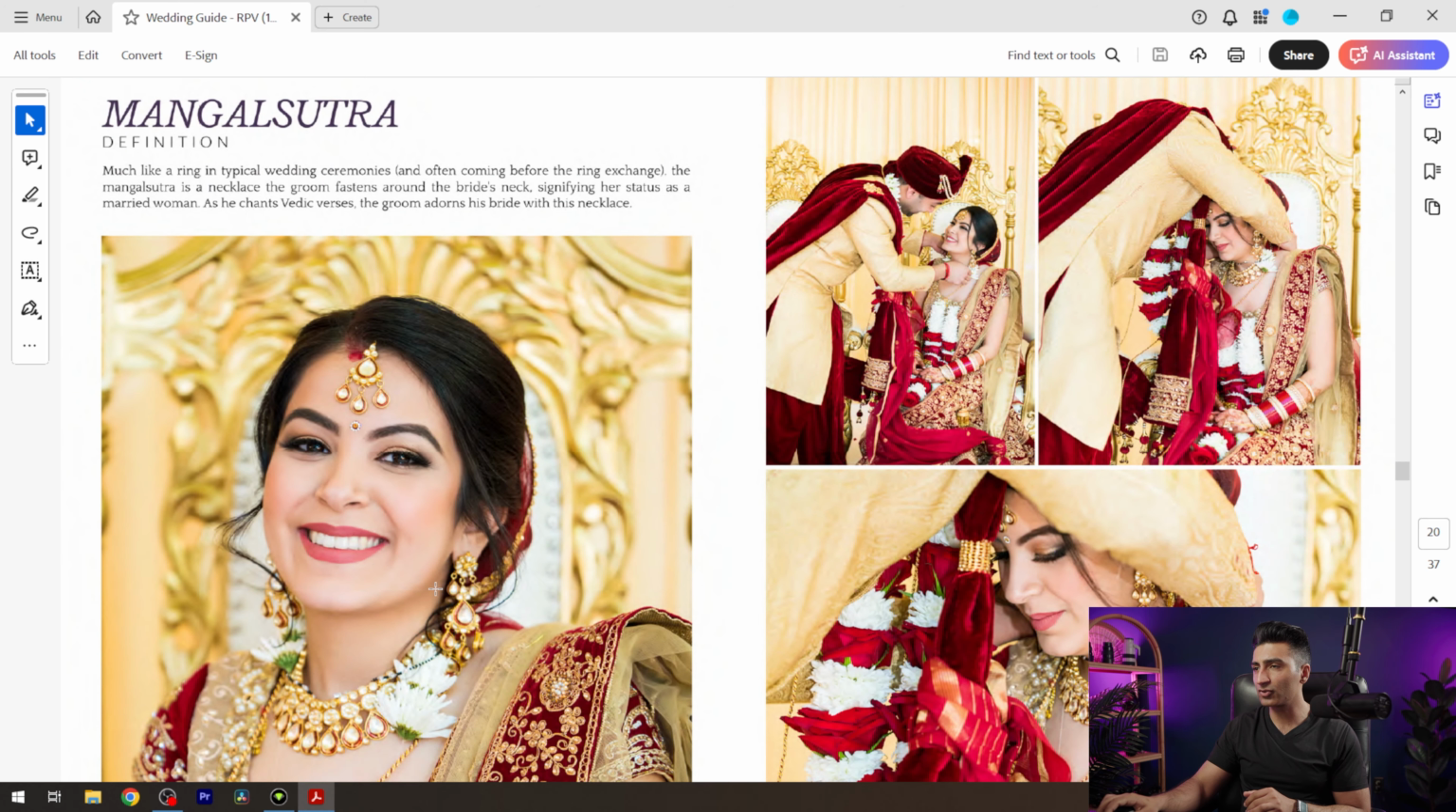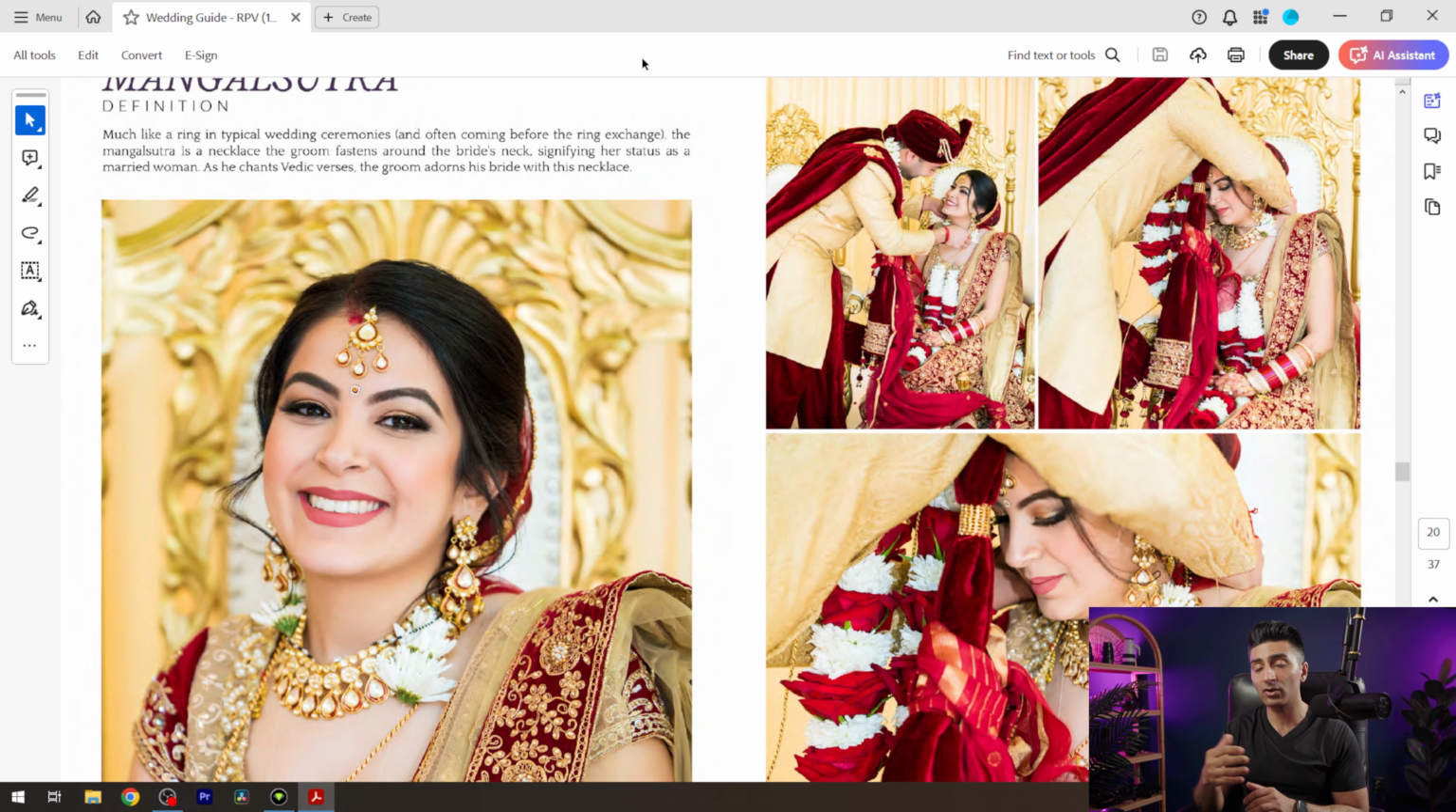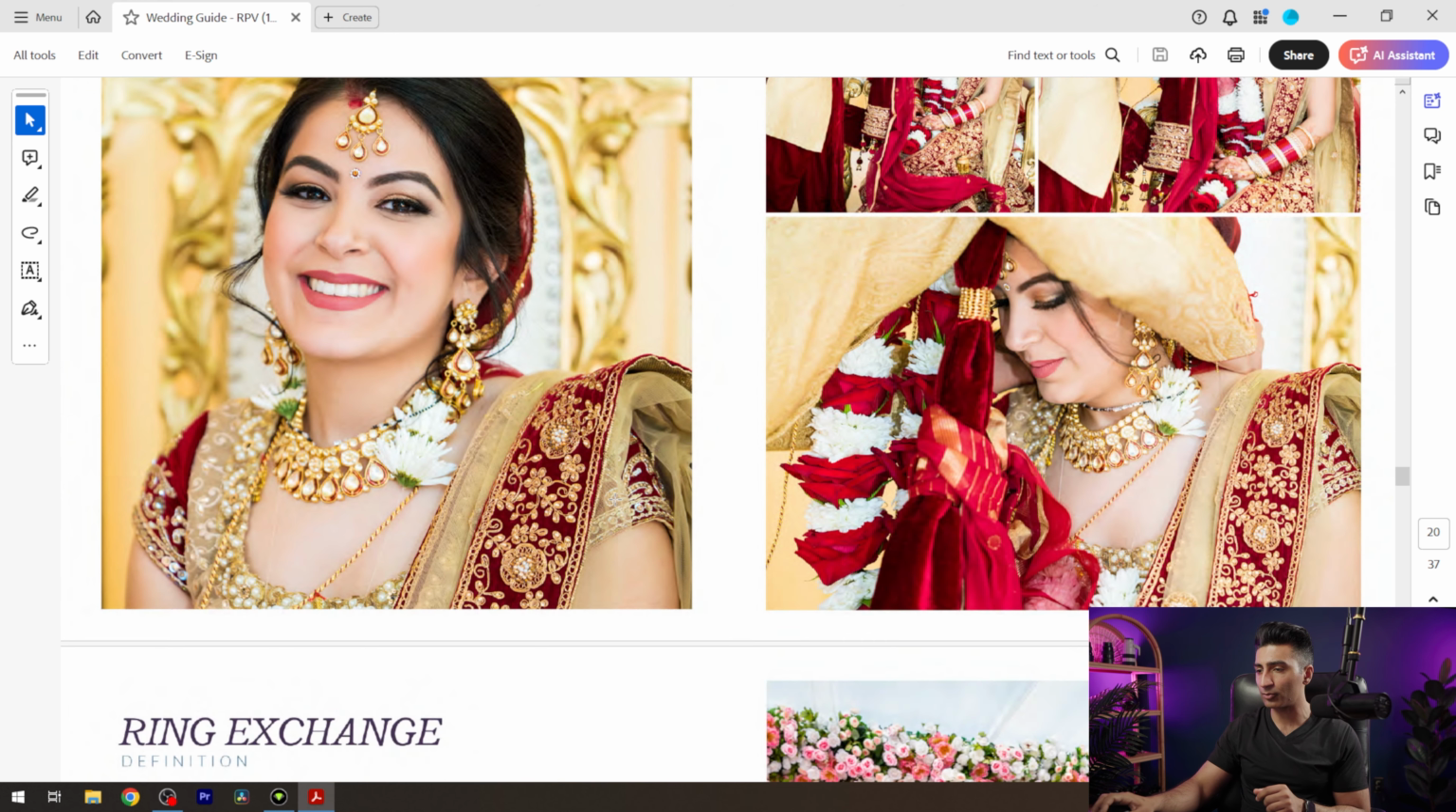Okay, Mangal Sutra. This is a necklace that the groom is going to tie around the bride's neck. It's a really significant moment for the bride and the groom as part of the ceremony, something that signifies her status as a married woman. As part of the ceremony, there's also what's called the sindoor ceremony, where the bride has a marking of red powder on her forehead. So between the Mangalsutra and the sindoor, there are two significant key moments of a Hindu wedding that signify a married woman and the tying of the knot. It's a really key moment, so make sure that's something you want captured correctly.